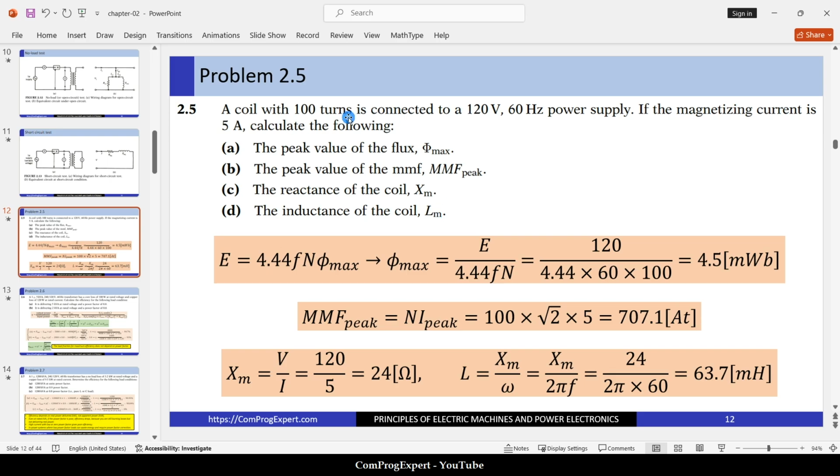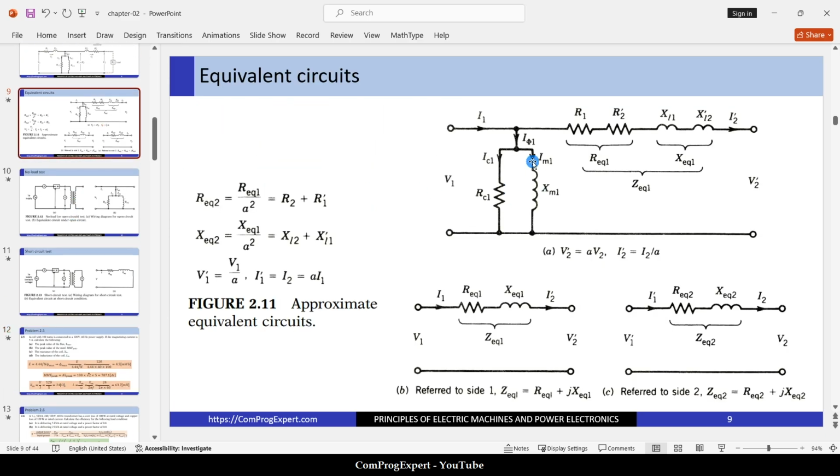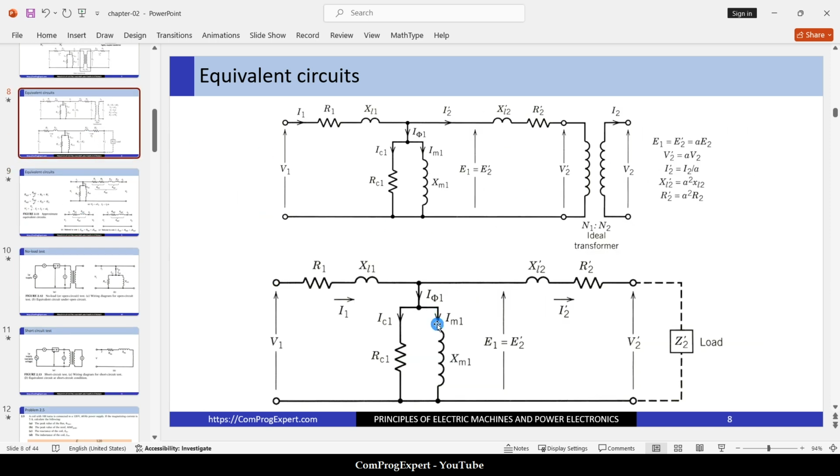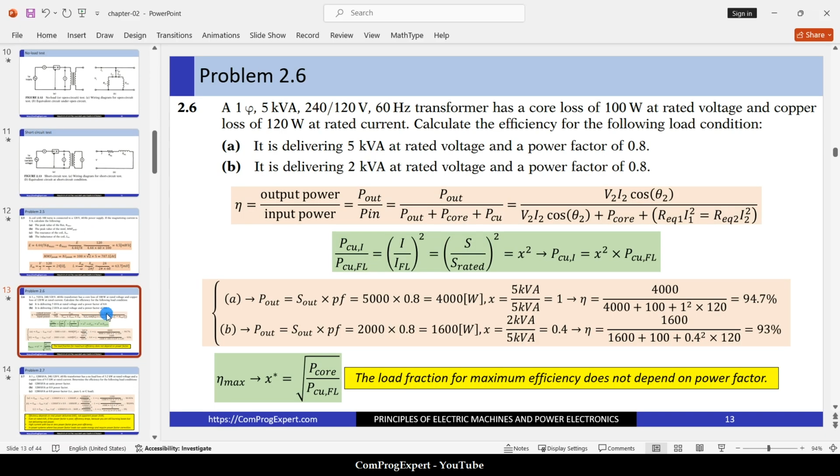This is actually the case of a single phase transformer when we feed the primary coil to magnetize the structure. We have this magnetizing reactance in the equivalent circuit model of a transformer. So let's go for the next problem.